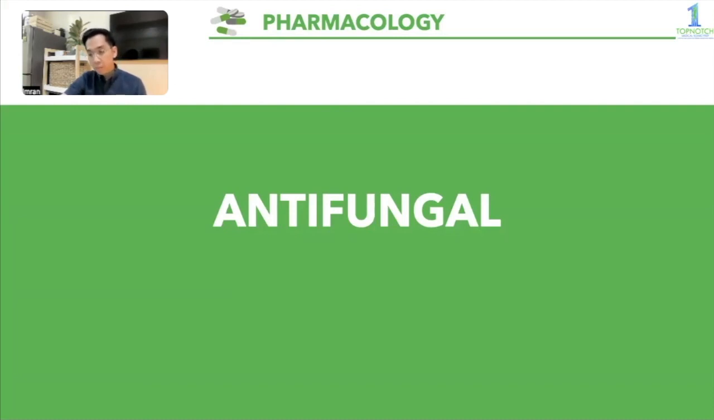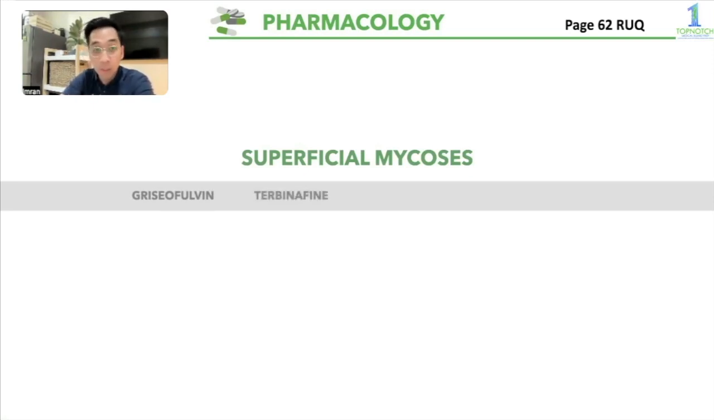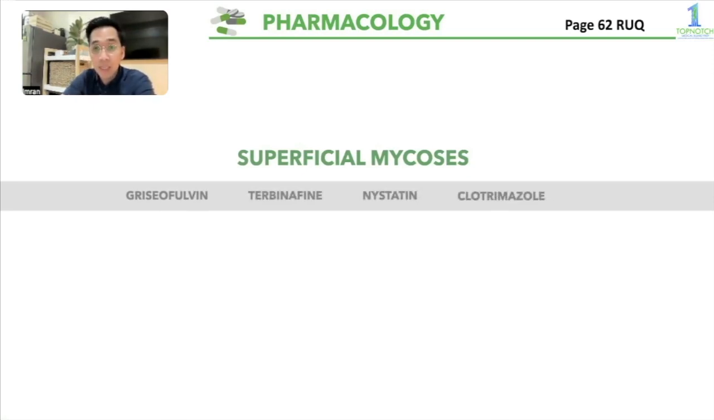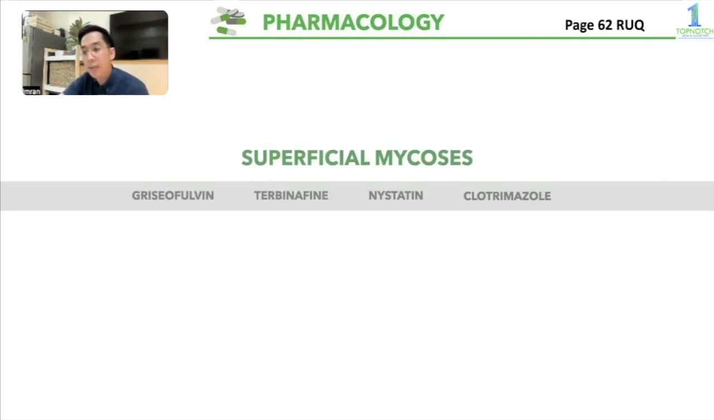Okay? So, for our antifungal agents, no? Isa-isahin natin sila. They can be divided into your superficial mycosis, no? Ibig sabihin, nandun lang sa parang skin level, no? Superficial mycosis, you have your griseofulvin, terbinafine, nystatin, and clotrimazole. Okay? Griseofulvin, terbinafine, nystatin, and your clotrimazole, no? So isa-isahin lang natin sila saglit.